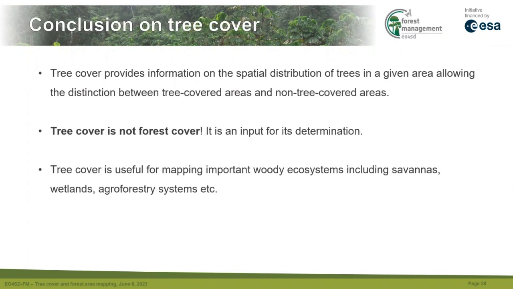So just to sum up the tree cover: tree cover provides the spatial distribution of the trees, and it's not the forest cover. It's a base product which needs to meet the forest criteria to be forest. One thing is very important: tree cover matters in woody ecosystems like savanna and wetland, because the trees are really scattered there, or in forest outside forest, for example urban forestry and agroforestry. So this product can give information inside and outside the forestry also.